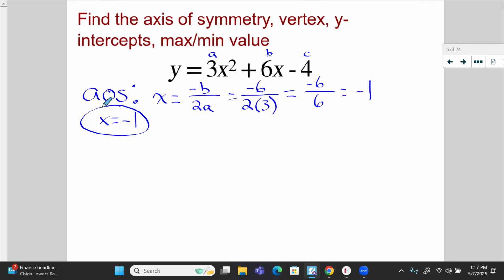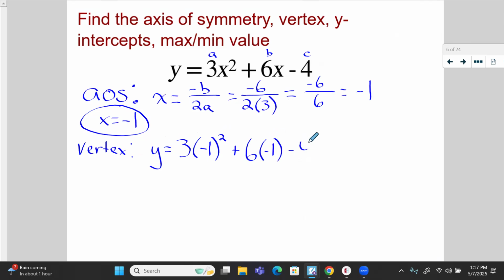The next thing we're going to find is our vertex. To find the vertex, we already have the x value of that vertex. Now we need to find the y value of the vertex. And to find the y value, you must plug your AOS back into your equation. So it's going to look like this. Y equals 3, in place of x, we're going to put negative 1, plus 6, in place of x, we're going to put negative 1, minus 4.